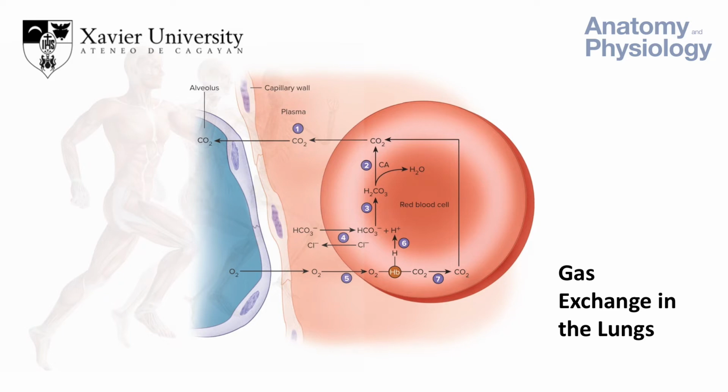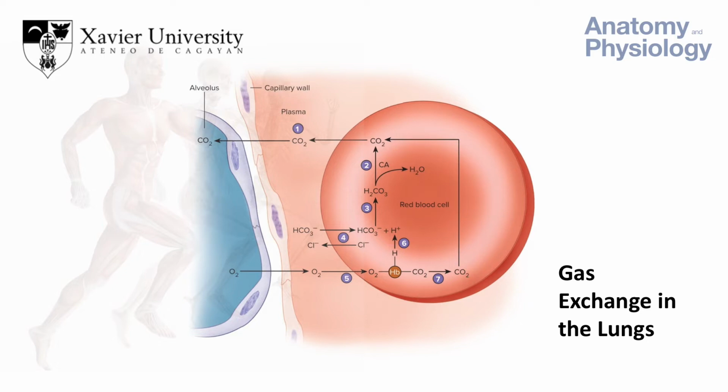So for the gas exchange in the lungs, the carbon dioxide diffuses from the RBC and plasma into the alveoli. Then carbonic anhydrase catalyzes the formation of CO2 and H2O, or water, from H2CO3. So bicarbonate ions and H combine to replace H2CO3, or what we call the carbonic acid.